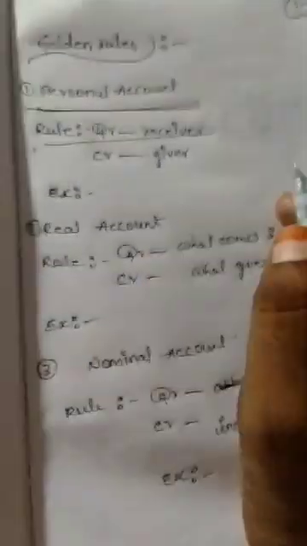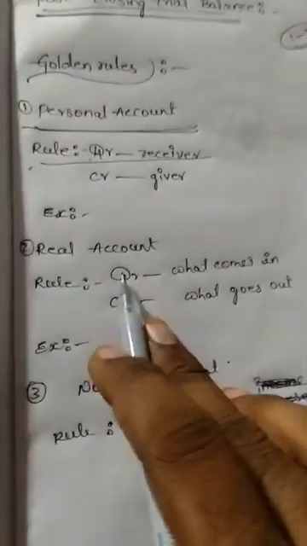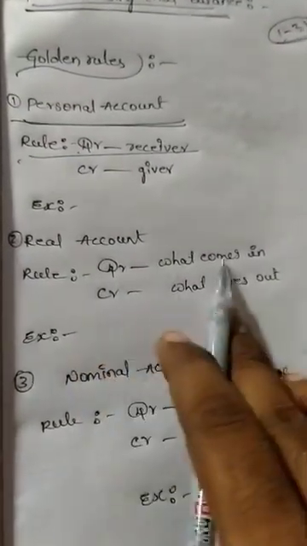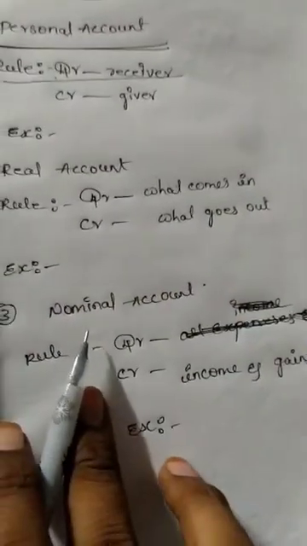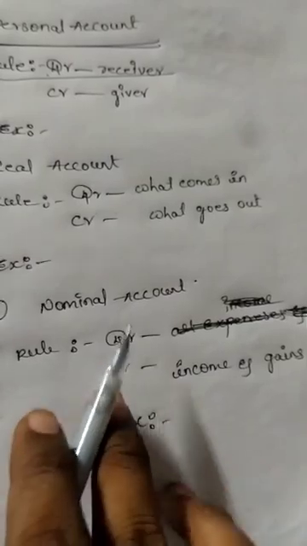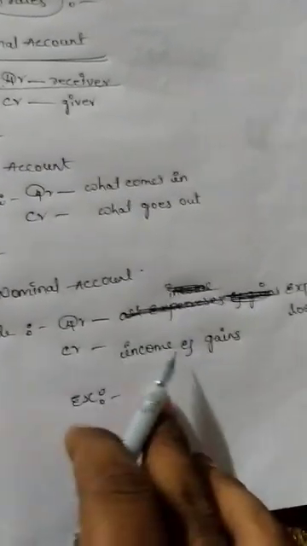Rule number 1, debit the receiver, credit the giver. Next, real account. Here also there are two rules: debit what comes in, credit what goes out. Then coming to the nominal account rule, there are also two rules that state: debit expenses and losses, and credit incomes and gains.